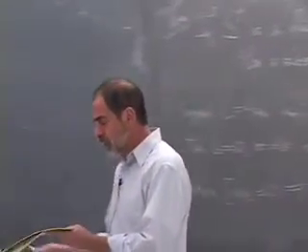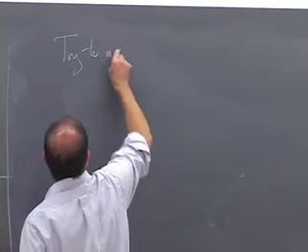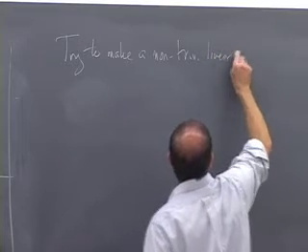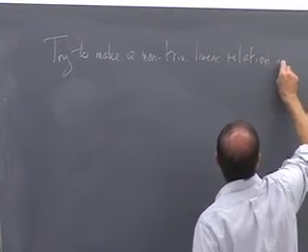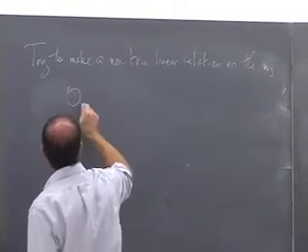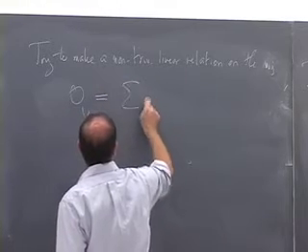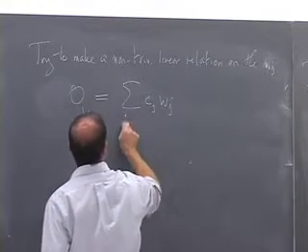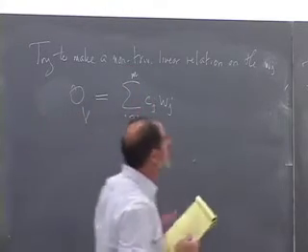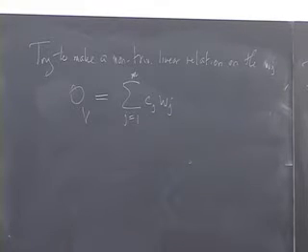Now, suppose I want to make a non-trivial linear relation on the Wj. In other words, I'd write 0 in V as a combination of the sum of Cj Wj, j equal 1 to m. We're not supposed to be able to do that unless all the c's are 0, right? That's the hypothesis that the W are linearly independent. But let's see what such a linear relation would mean.